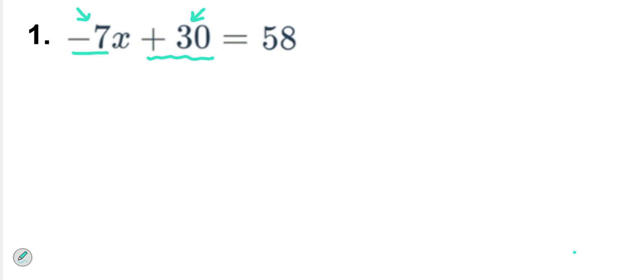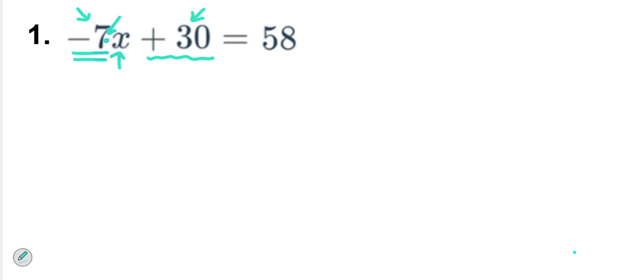See this negative 7? What's going on between the negative 7 and the x? I don't see a thing. When we don't see that, there's an invisible multiplication. It's a plus 30. So we're going to subtract 30 to get rid of it. Look, 30 minus 30, gone.